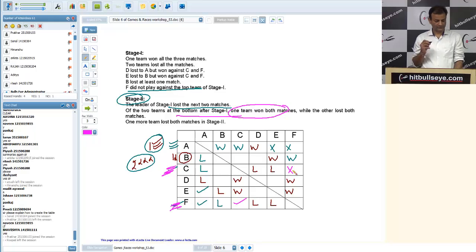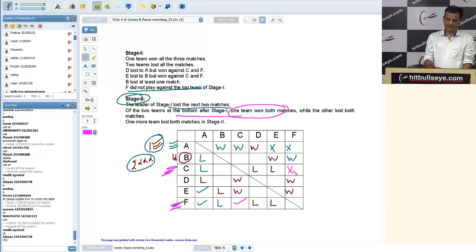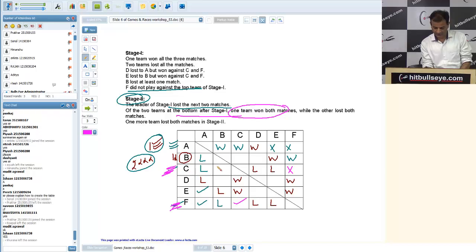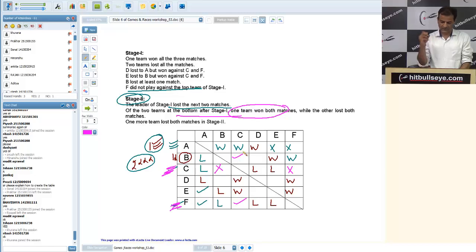Okay. Now C is the other team which will lose both the matches. Now C has to play with B. C will lose against B, and B will win against C. I have put a tick against C and then a loss against B.